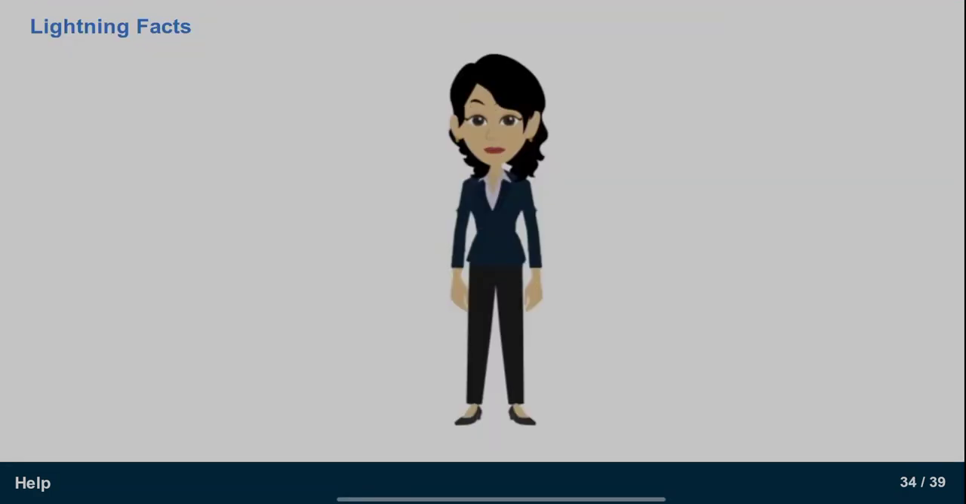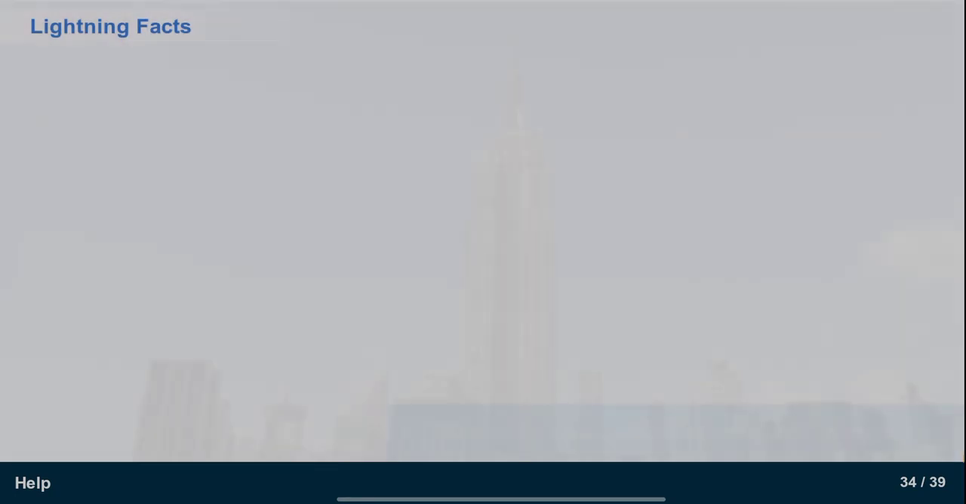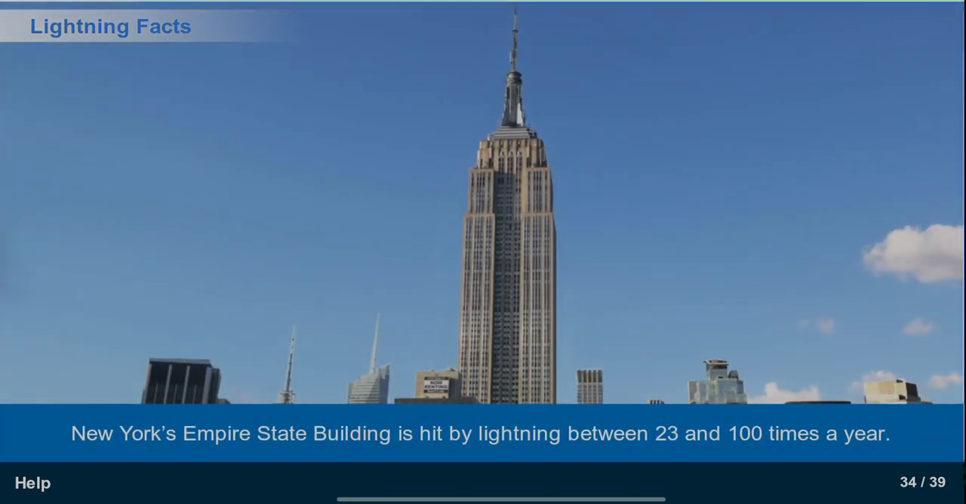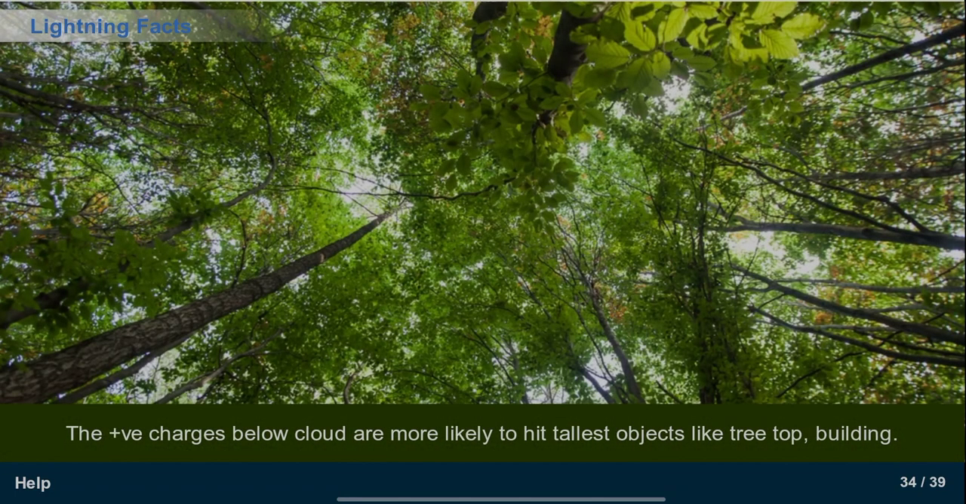Before talking about lightning arrestor, here are some amazing facts about lightning. Do you know that Earth is struck by lightning 100 times every second and 8.6 million strikes a day? New York's Empire State Building is hit by lightning between 23 to 100 times a year. Thunderstorms also contribute to the creation of fixed nitrogen through rainfall, which fertilizes plants and soil. Interestingly, the positive charges below the cloud are more likely to hit the tallest objects like treetops and buildings.